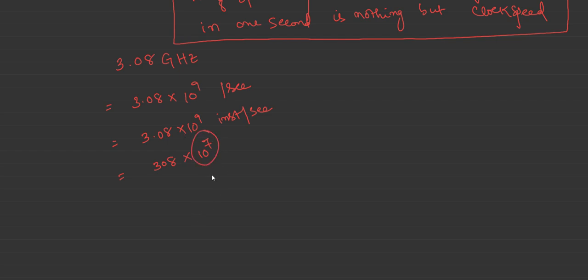10 power 7 is nothing but 100 crores, and if I multiply them, oh, sorry, not 100 crores, it is 1 crore. So 308 into 1 crore means it is going to become 308 crores of instructions per second. If my computer is capable of executing 308 crores of instructions per second, now the interesting part comes. Just try to be more focused.